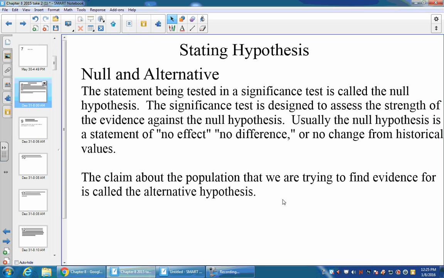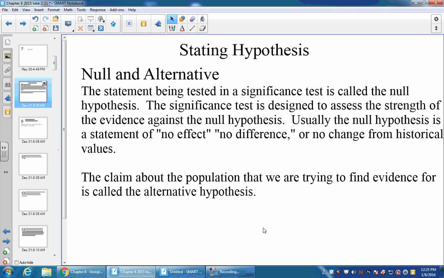Now, the first part of a significance test is stating the hypotheses. There's two hypotheses. There's a null hypothesis and the alternative hypothesis. The null hypothesis is a statement of no effect or no difference or no change from historical values. So we assume that there's no change from our previously held idea. Now, the claim about the population that we want to find evidence for is the alternative hypothesis.